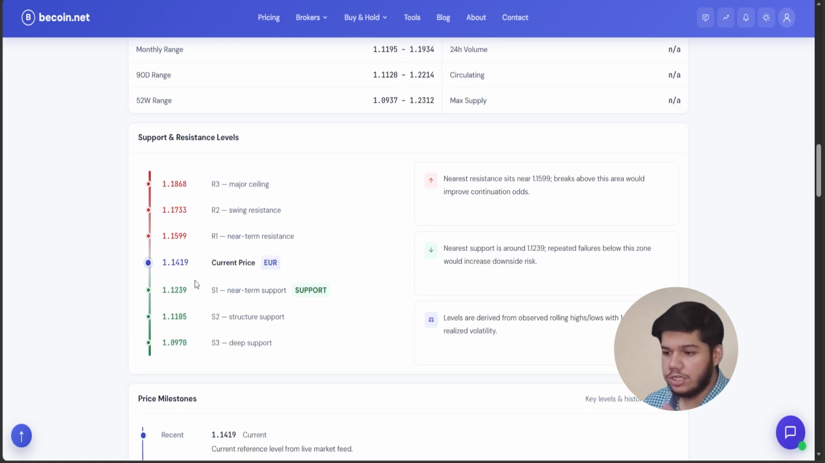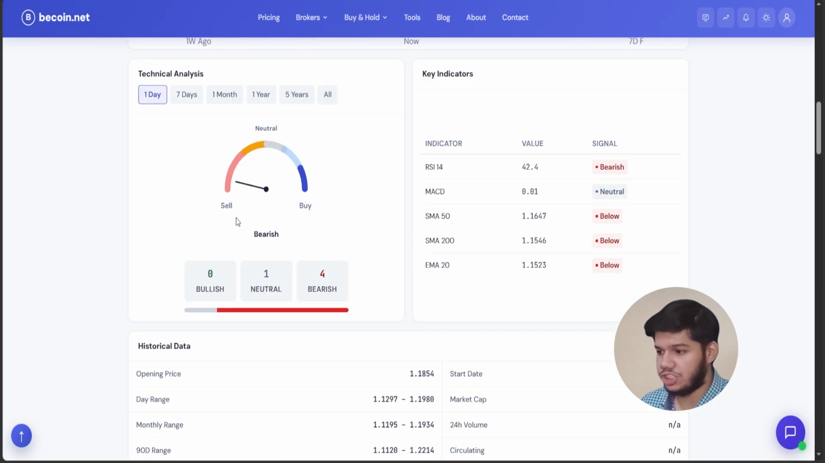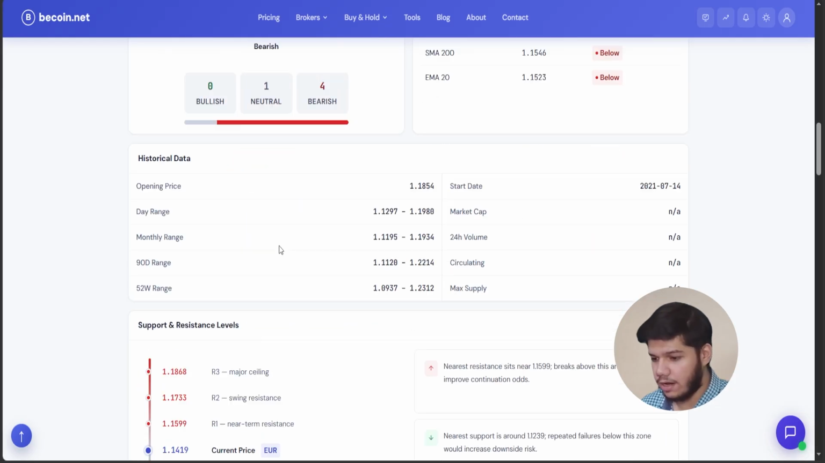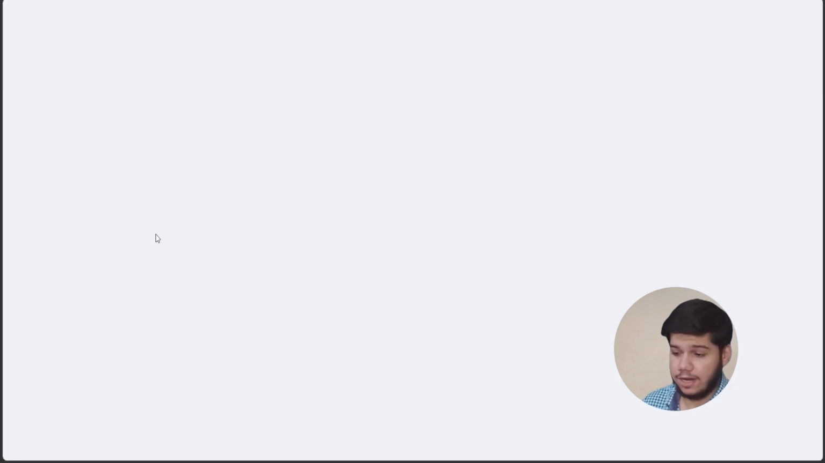So you can use this section if you are not enjoying the process of marking the SR levels, or you want it quickly by using just AI. Head over to the section, scroll down a little bit, check the key indicators, the technical analysis radar, plus you can check the support and resistance levels. Similarly, you can check for other pairs as well.